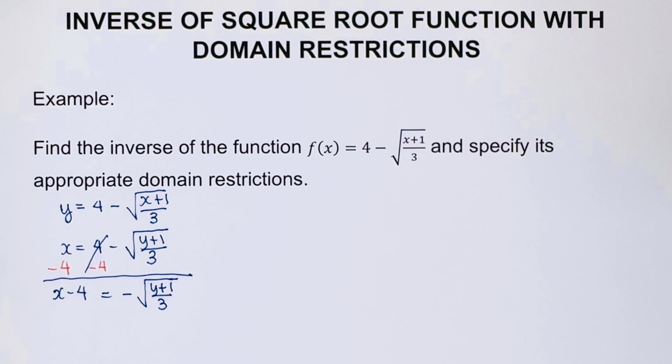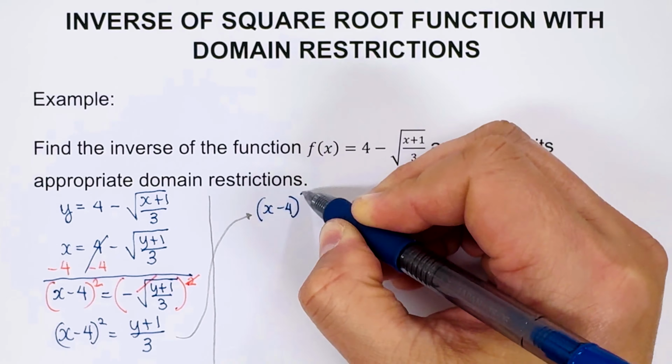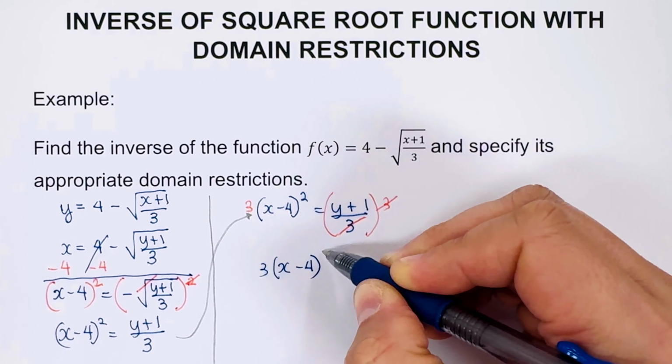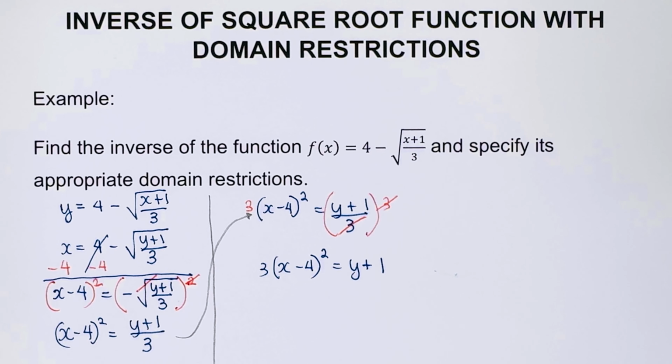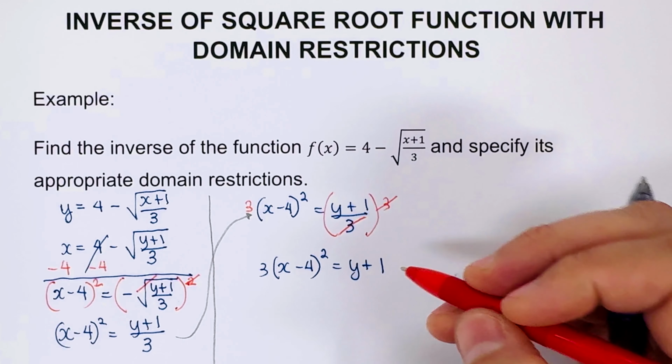Since I want y by itself, I'm going to go ahead and square both sides so I can cancel this square root. I want y by itself, so I'm going to go ahead and multiply 3 to both sides. So we want y by itself, so I'm going to go ahead and subtract 1 from both sides.